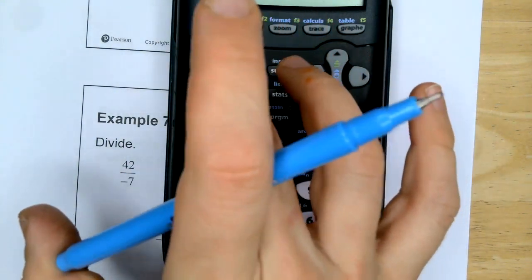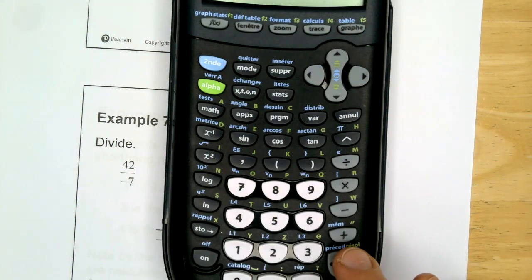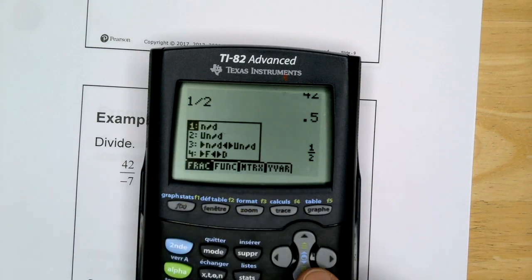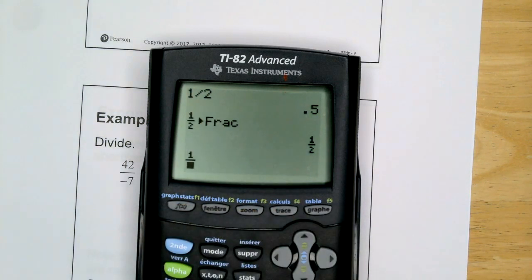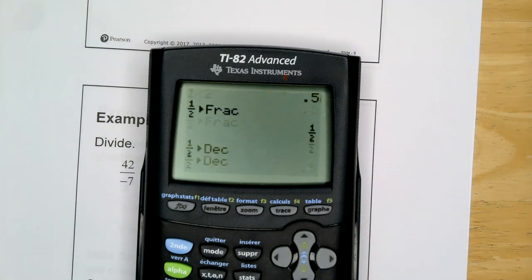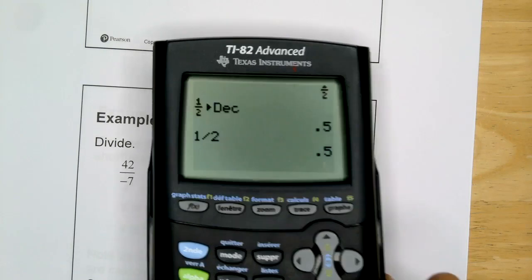Oh my gosh, I'm not even showing you. 1/2 as a decimal is 0.5. 1 divided by 2 is also 0.5.